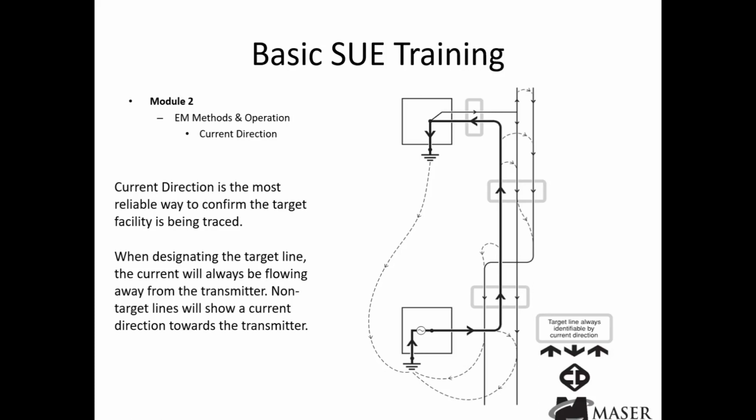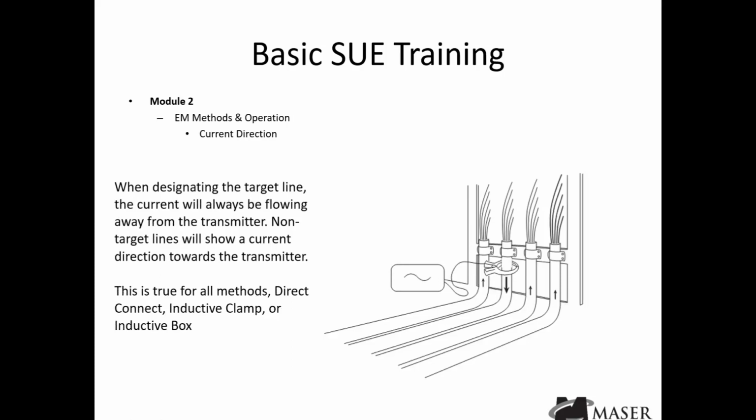And if we were to start suddenly bleeding off onto one of these other facilities that were adjacent to it, by checking the current direction indicator, we would know that we are not on top of our target facility, that the current has changed direction, and that is an immediate indicator that we have bled off onto something else. This is the same scenario whether you're direct connected, clamp connected, or whether you've dropped the box. The signal is always moving away from the transmitter.